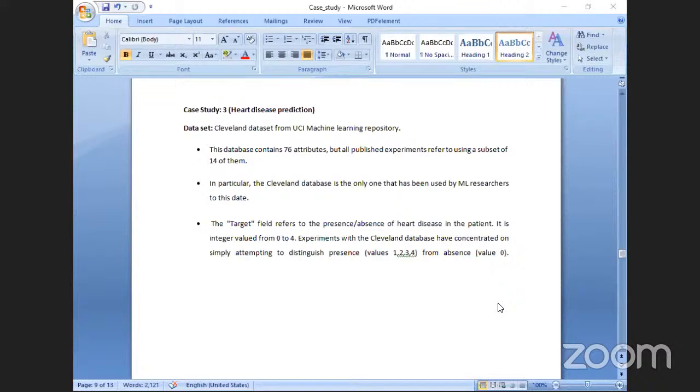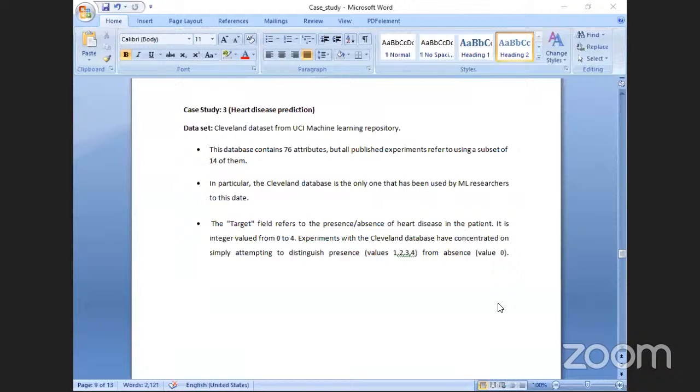The third case study is how to use machine learning algorithms to perform your analysis. For this, a popular heart disease data set, the Cleveland heart disease data set from the UCI machine learning repository, was used. This data set consists of 76 attributes. Though it includes 76 attributes, not all of them are necessary for analysis, so most researchers have used only 14 attributes.